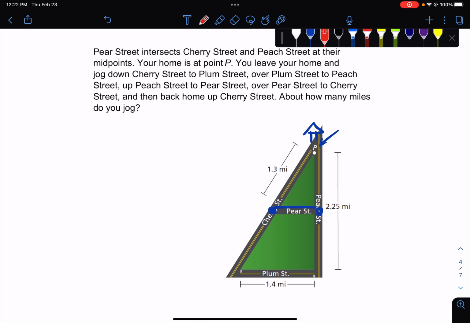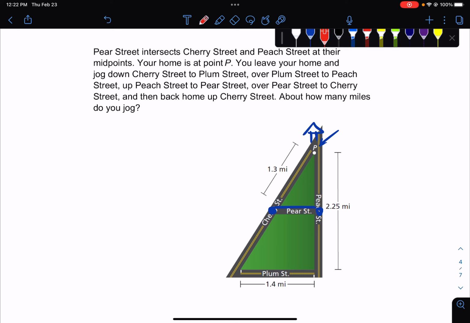If that entire length is 2.25, then this piece is 1.125, and this piece is 1.125, because I just cut 2.25 in half. I also know that this is the midpoint of Cherry Street. So this piece and this piece are the same. So if that one's 1.3, then this one's 1.3.